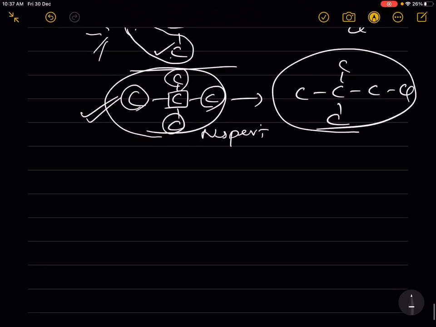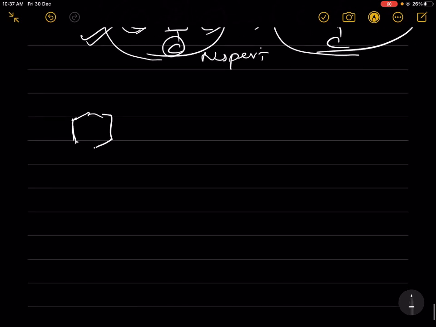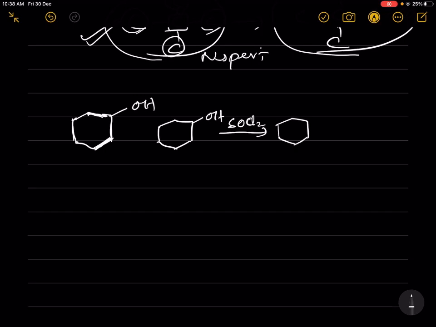Then it is given, let me draw the structure again. Treat with SOCl2, you will get the product like this. This is thionyl chloride.